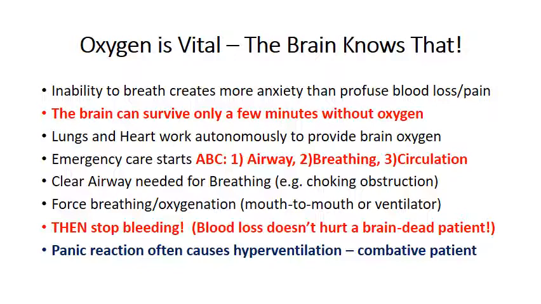So the emergency care starts with the ABCs. First, checking the airway to make sure it's clear for breathing, then establishing the breathing, and finally, circulation. So, choking obstructions might be one thing to clear. And then finally, forced breathing can be an emergency response. It can involve either mouth-to-mouth resuscitation or ventilator application. Finally, you stop bleeding, although that can normally be done simultaneously with the others. Blood loss doesn't hurt a brain-dead patient. So often, the panic reaction of a patient causes hyperventilation, a combative patient that actually makes matters worse.